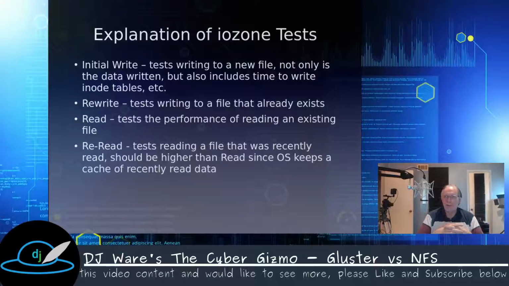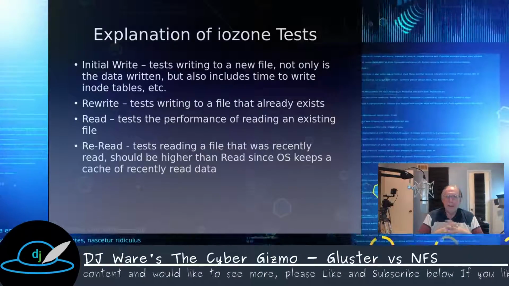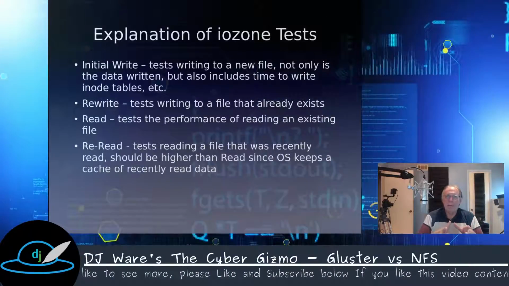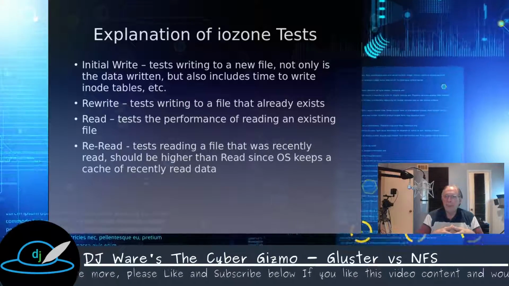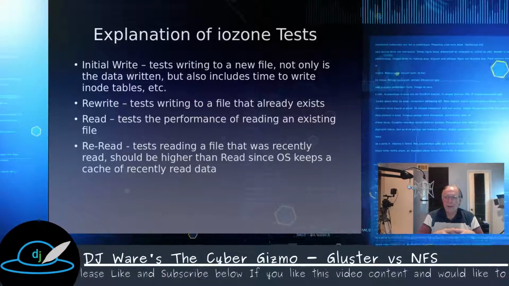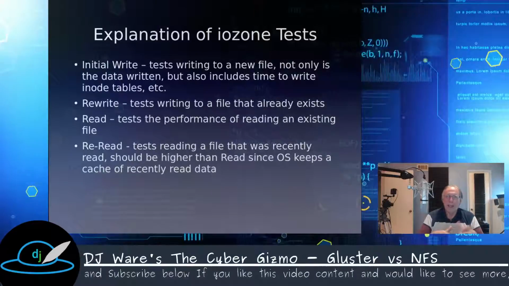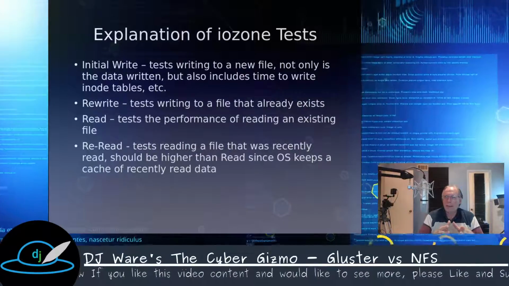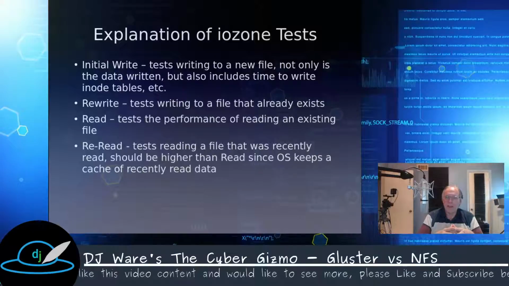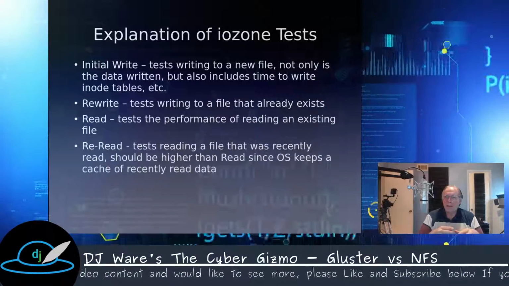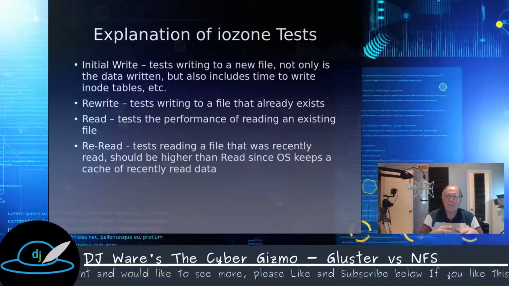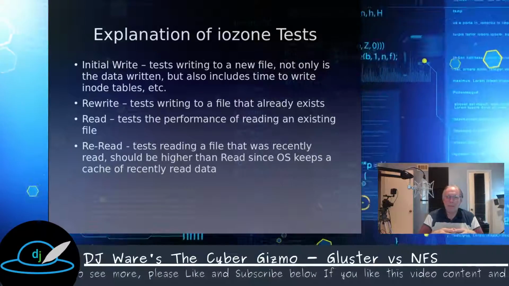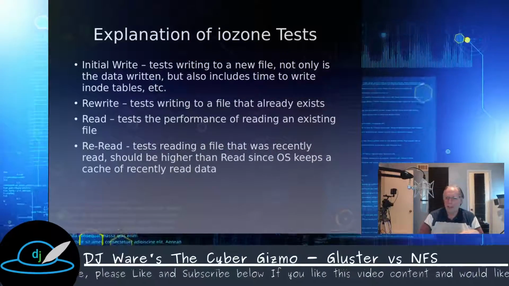Some explanation for the iozone tests. So the initial write is test writing to a new file. The rewrite tests writing to a file that already exists, because there's some performance gains there in that you don't have to create the system overhead like inode tables and all that and entering the directory. Read tests are simply performance of the read of an existing file. Reread allows us to get a measurement on how much of that the system is caching. So it gives us some idea of performance if the operating system is performing caching on recently read data.